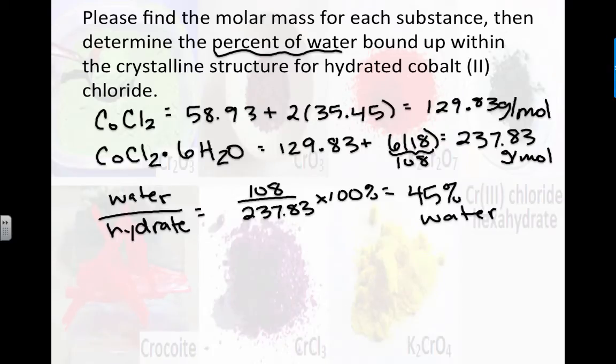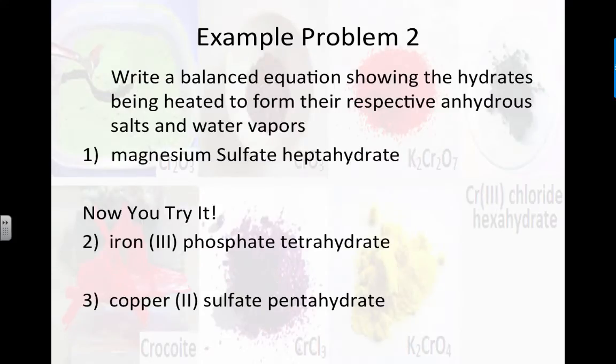So if you can get from grams to moles and moles to grams, then solving problems with hydrates will be pretty straightforward. This problem is asking us to write a balanced equation, showing the hydrates being heated to form their respective anhydrous salts and water vapors. For this type of problem, you just need to know your prefixes.